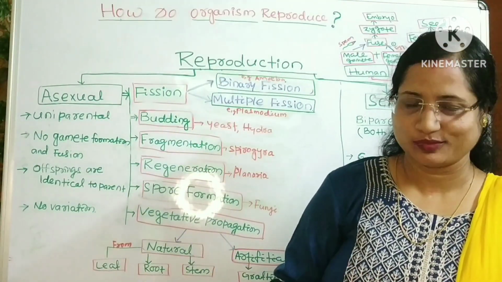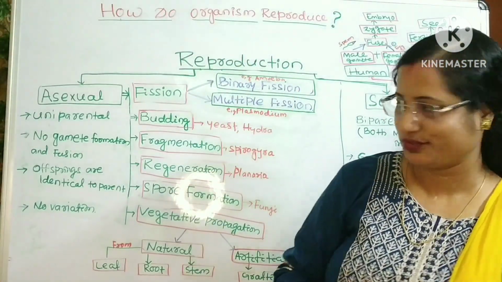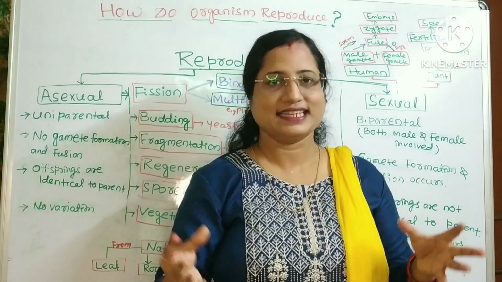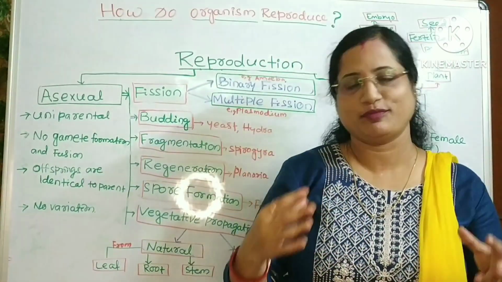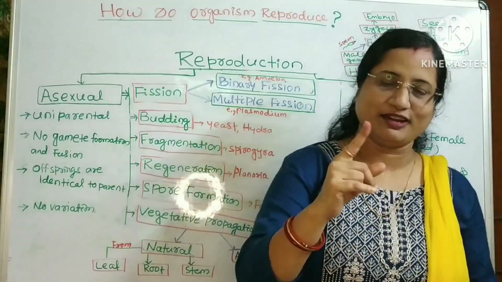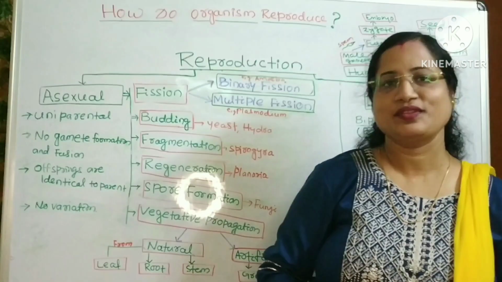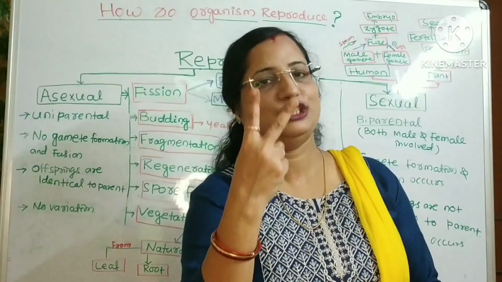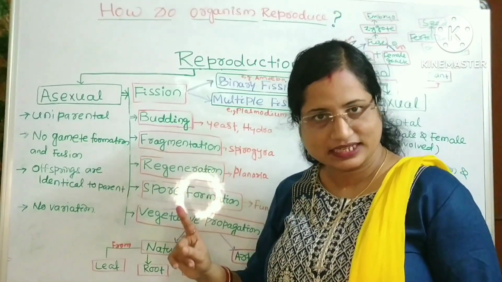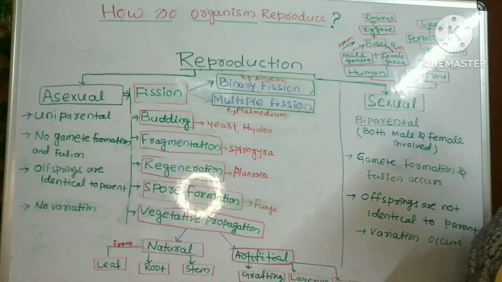So now I am going to discuss how organisms reproduce. Reproduction is a biological process by which an organism or an individual can produce its own kind. It is a very essential and important biological process for the continuation of life on Earth's surface. Organisms can reproduce in two ways: first, the asexual reproduction method, and second, the sexual reproduction method.